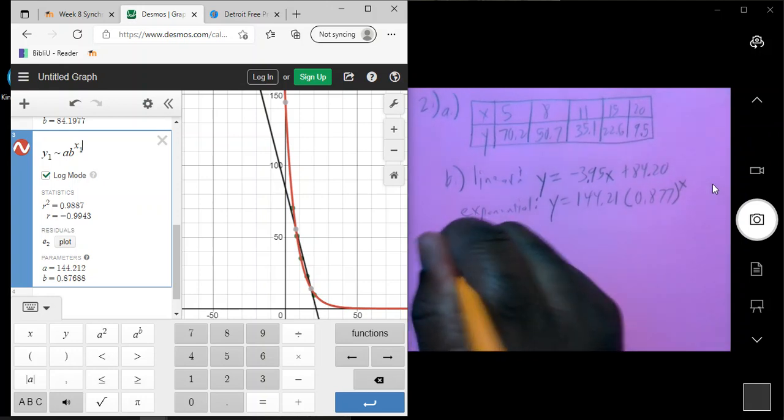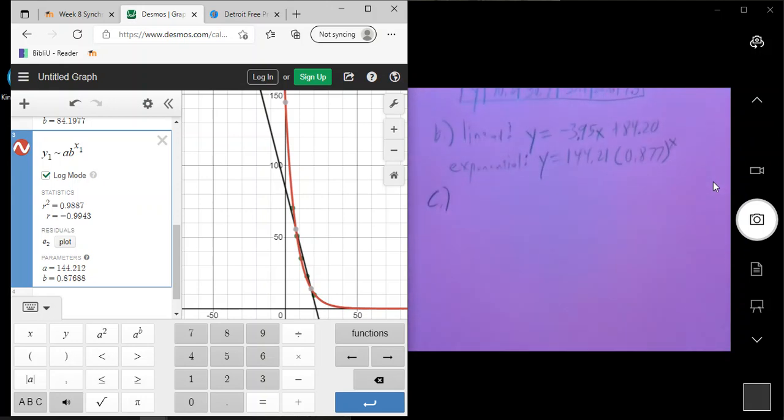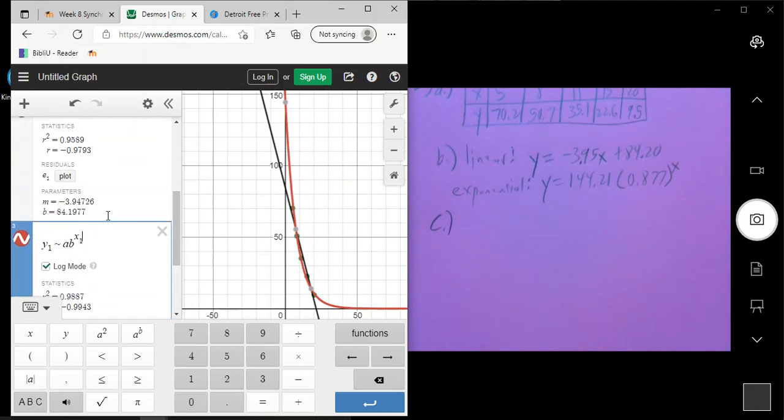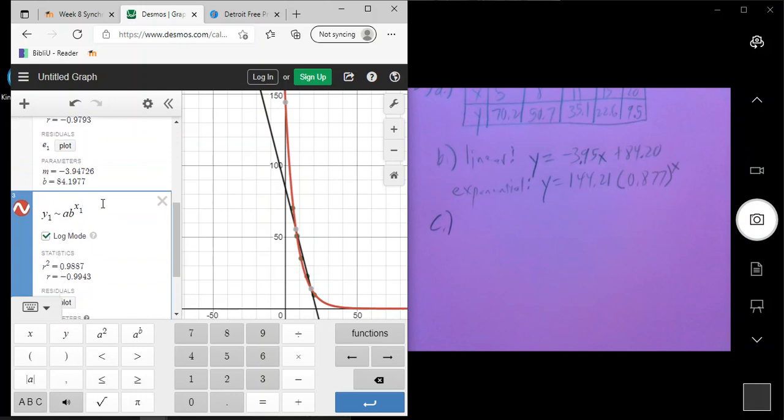Now we go here to C. C says use the graph of each equation in part B to determine which model appears to fit the data better. Okay, listen. There's a quick, easy way to see which model fits the data better instead of just looking at the graphs here. If you look at your correlation coefficient, which is your R value, whichever one of these R values is closer to either -1 or closer to +1 is the better model.